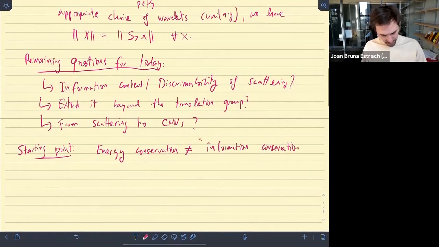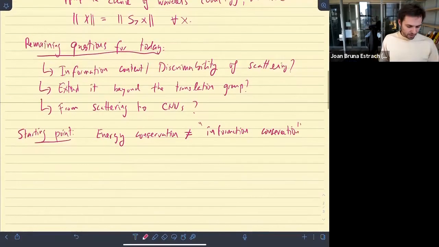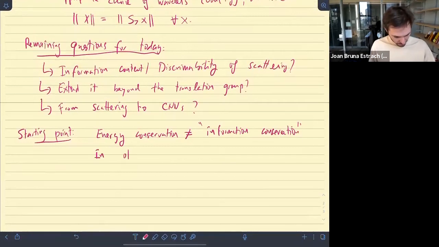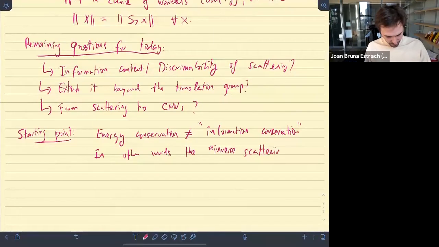I write it like this, but the idea is that, in other words, we don't have the inverse scattering, that basically S minus 1 that would take the representation and go back to X, does not exist.